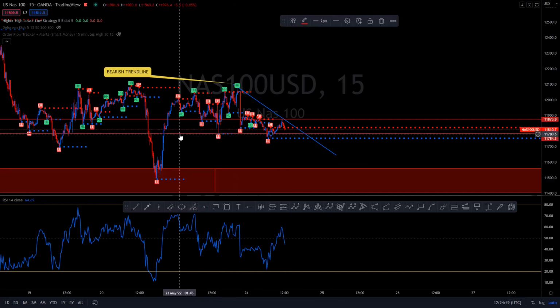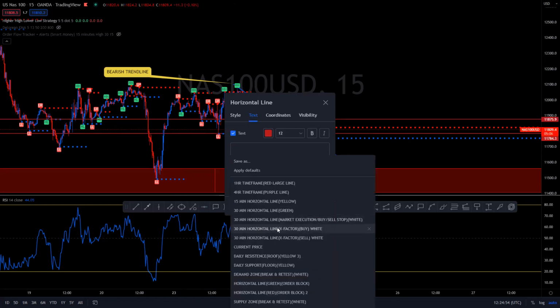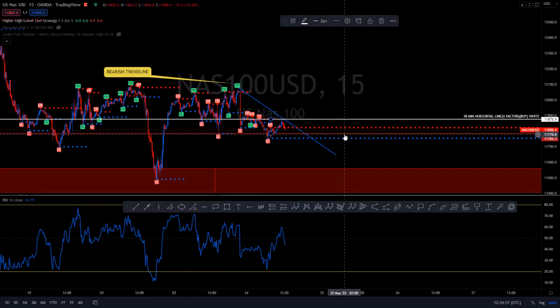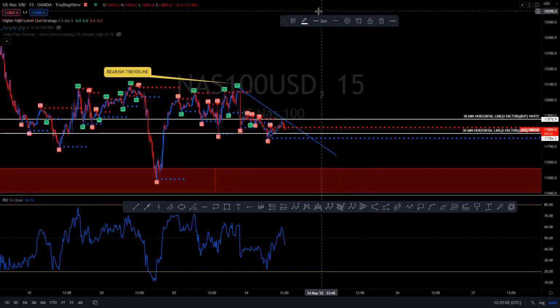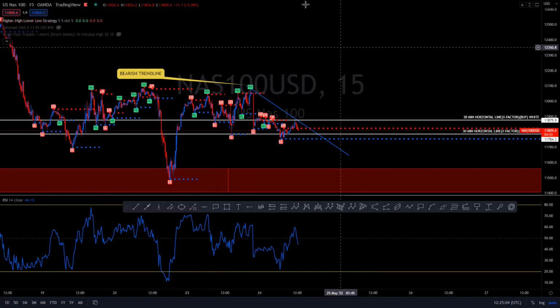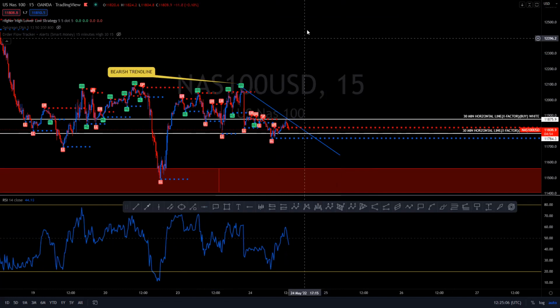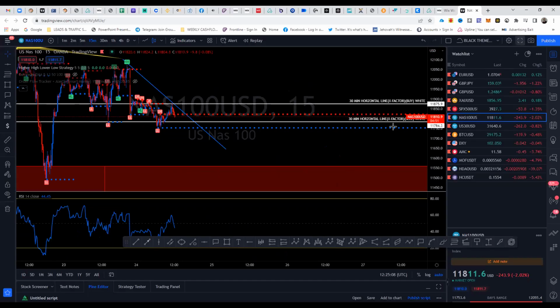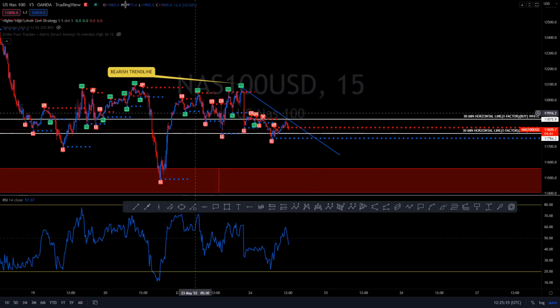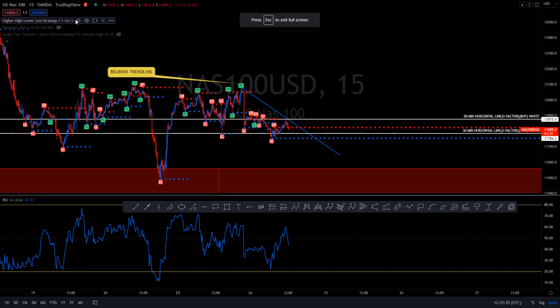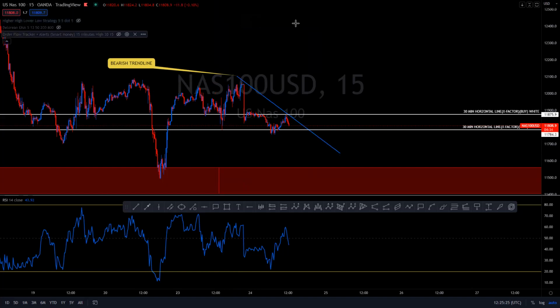So this is where we're going to put our break and retest zones, which I call the X factor lines. This is for the buy. This is for the sell. Right? And that's what we're going to do. So once we do that, then I'll turn this off.